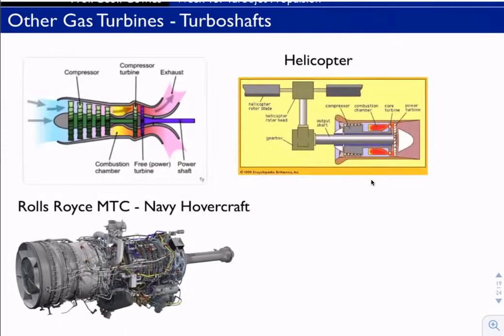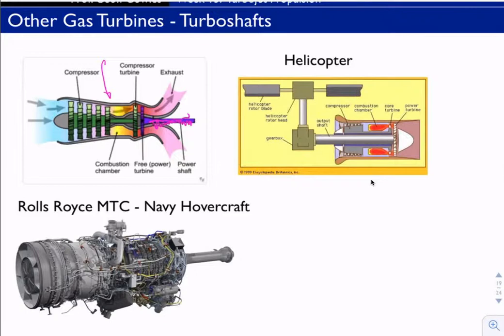Gas turbines are used for other vehicles, not just airplanes. In that case, you have these very similar looking turbojets driving a shaft. So this shaft might do useful work. In the case of a prop fan, it drives the prop. In the case of a turbofan, it drives the fan.